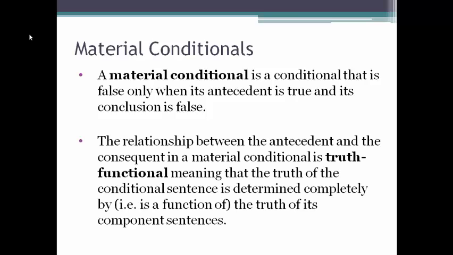The relationship between the antecedent and the consequent in a material conditional is truth-functional, meaning that the truth of the conditional sentence is determined completely by, that is a function of, the truth of its component sentences. So this is another case where looking at form alone, if we've got the sentence, if X, then Y, if that sentence is true, we know about the relationship between X and Y even though we don't know what X and Y may be.